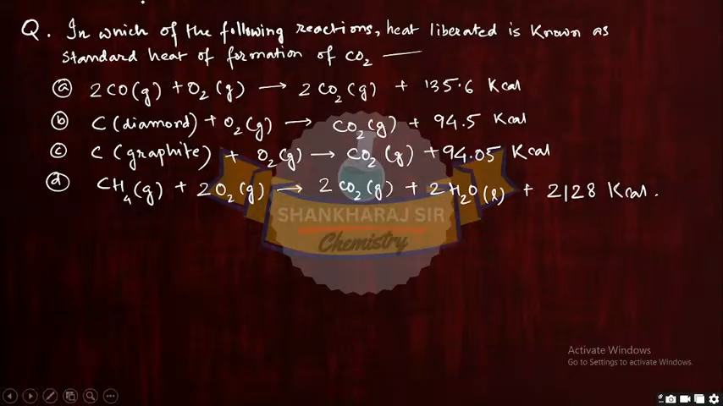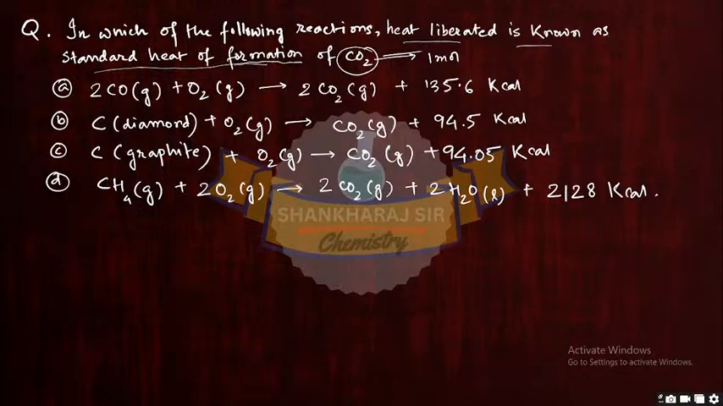Next, in which of the following reactions is the heat liberated known as standard heat of formation? In order to have standard heat of formation, you need to know that 1 mole of product should be formed. So the reactions where it is giving more than 1 mole should not be our answer. So obviously option A is not our answer. Option D is also not our answer, because in these two reactions we are getting 2 moles of the product.